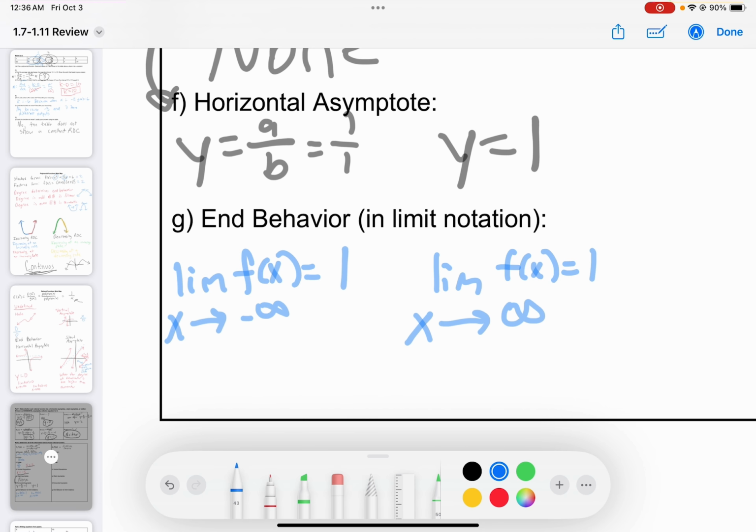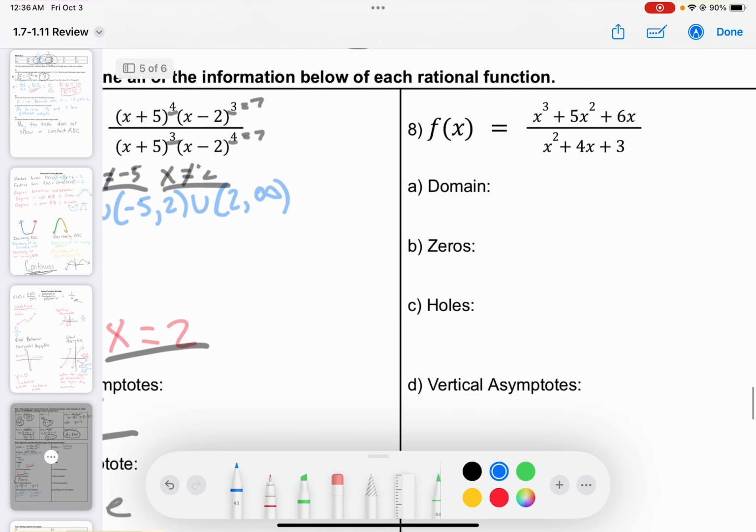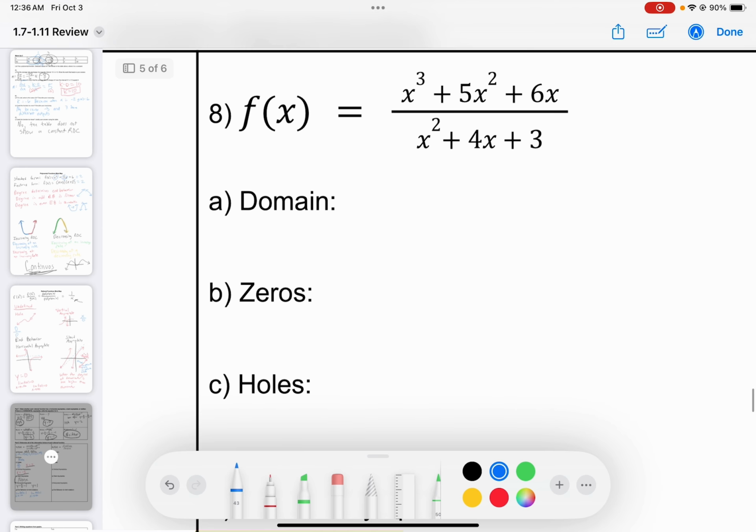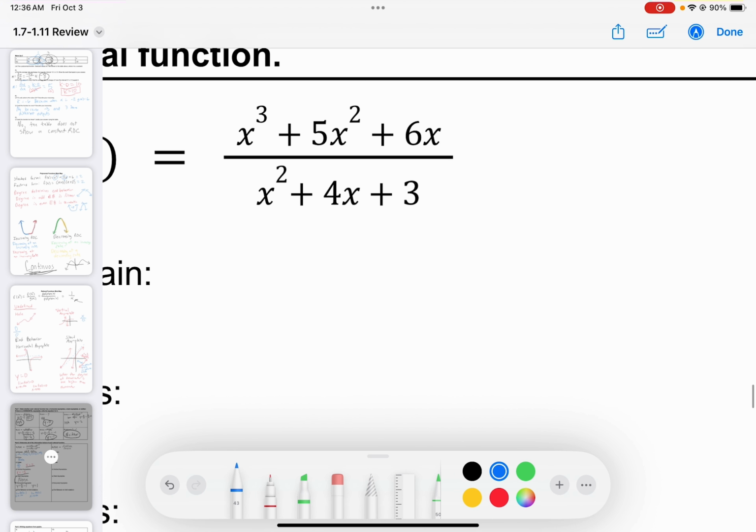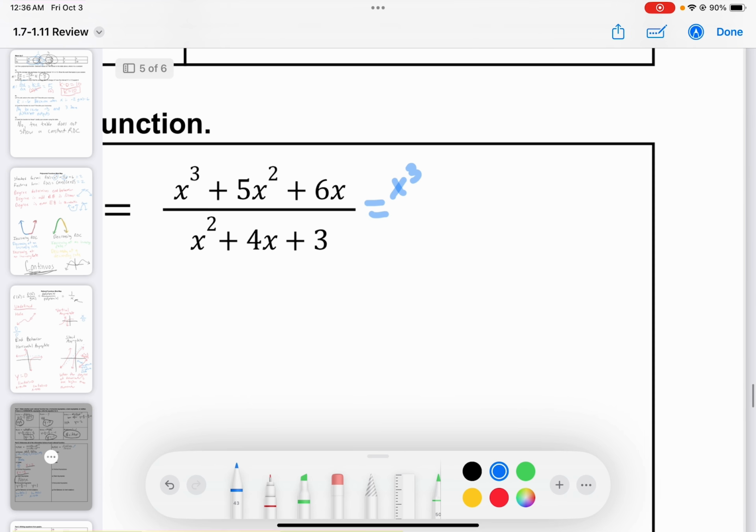All right. Jumping over here. Both of these polynomials, look right here, are in standard form. Let's factor them. We're going to factor out an x, and we get x squared plus 5x plus 6.